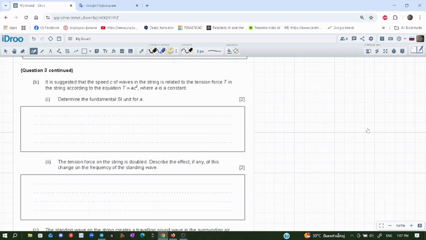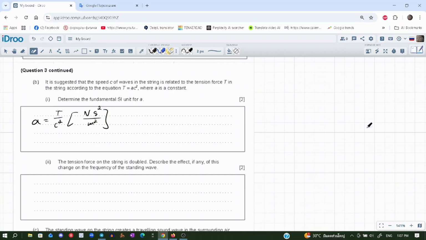It's suggested that the speed c of waves in the string is related to the tension force T in the string, according to the equation T equals A c squared, where A is a constant. Determine the fundamental SI unit for A. From here, A equals T/c squared. In terms of units, it's newtons times seconds squared divided by meters squared.